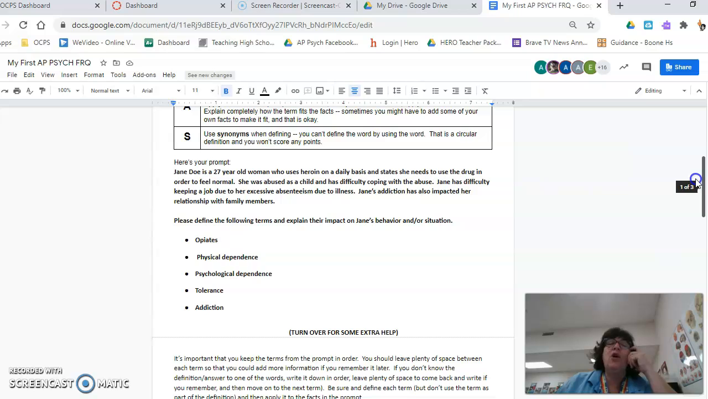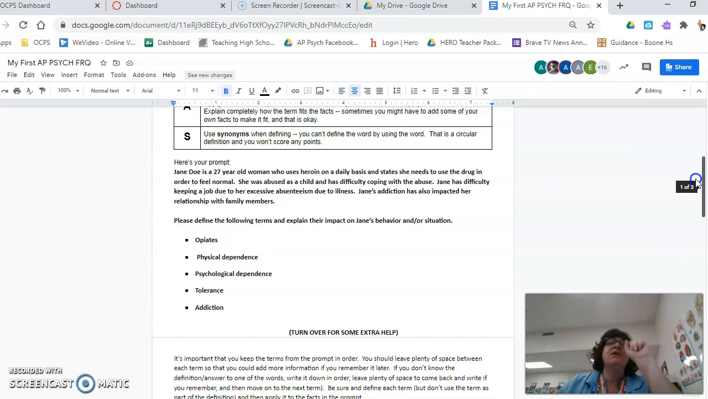Also, don't write "opiates dash" and then say, you know, "drugs that are in the depressant family." You have to use full sentences. If you don't use a full sentence, then it can't score, even if it's absolutely correct. So never put "opiates dash" or "physical dependence dash." Just start with the first word: Opiates are drugs in the depressant family. They are painkillers and they mimic endorphins. Boom, there's your definition, okay?